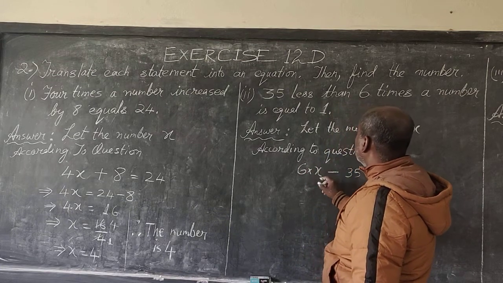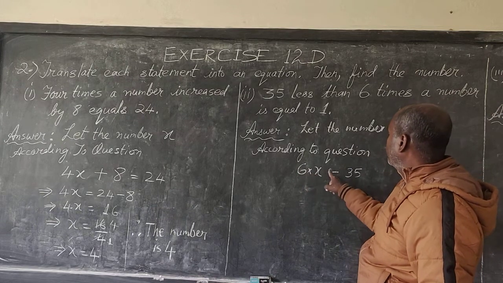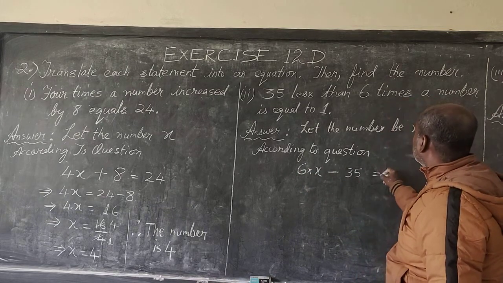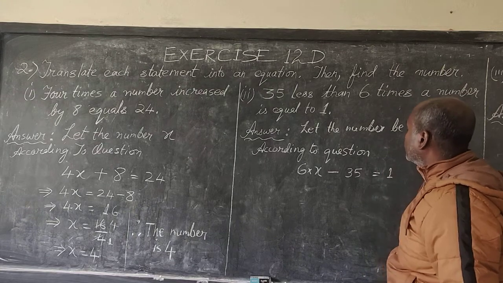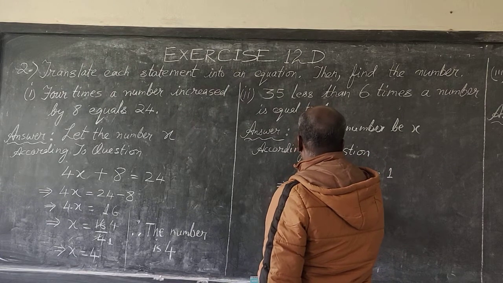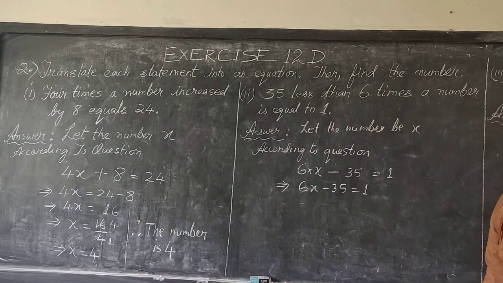6 times the number. What is the number? Number is x. So from 6 times the number, less than how much? 35 is equals to 1. So this is our equation. 6 into x is 6x minus 35 equals to 1. This is our equation.